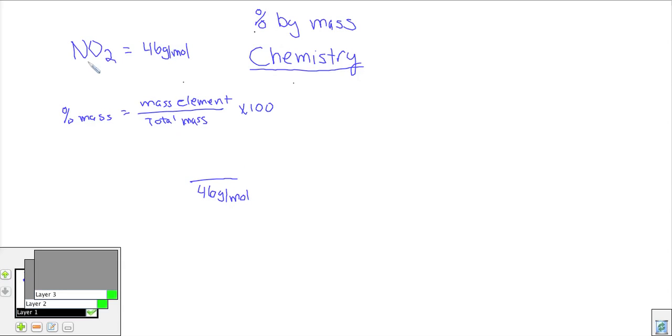Now, what is my percentage of nitrogen? Well, I only have one nitrogen, so the mass of nitrogen is 14 grams, because each individual nitrogen weighs 14. So 14 divided by 46 gives me 0.304. If I multiply that times 100, I have 30.4% nitrogen. Okay, so that's one answer.